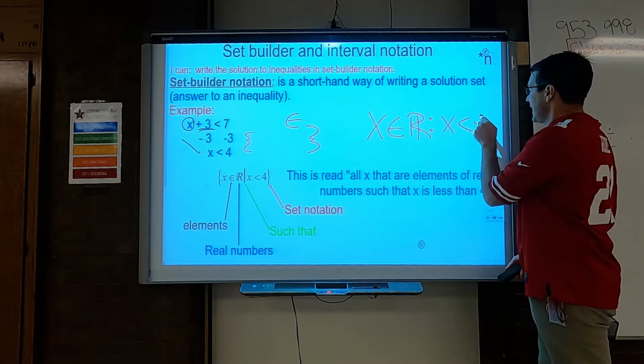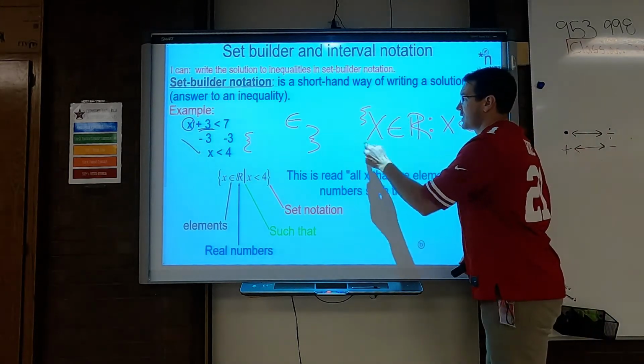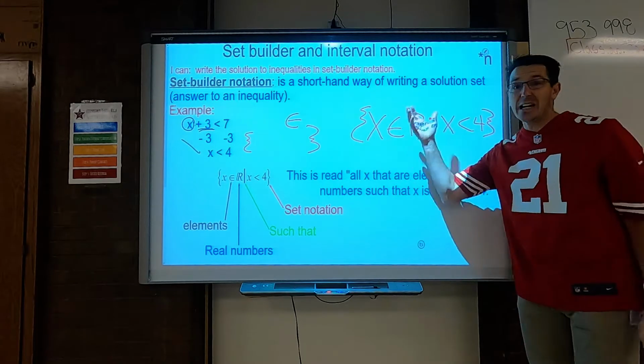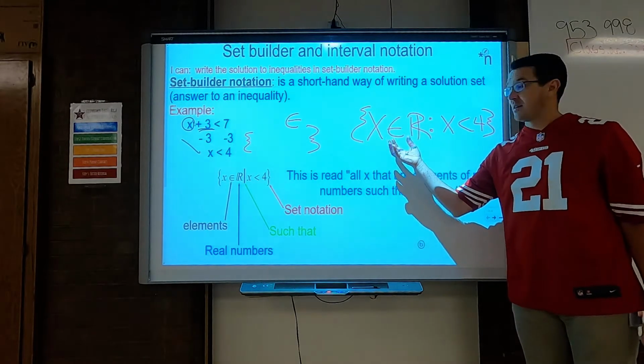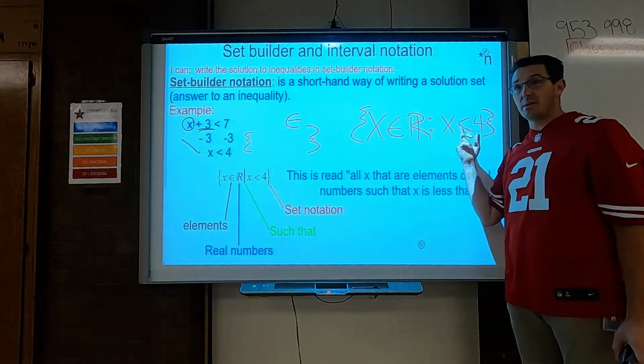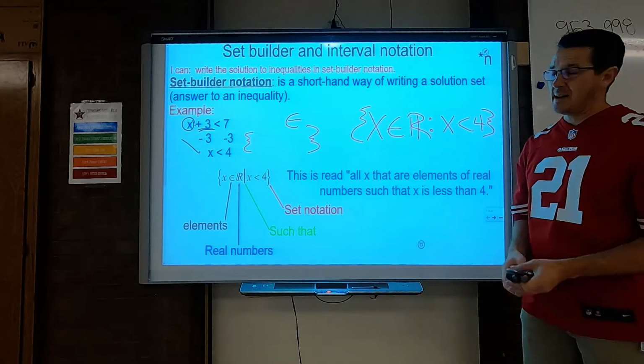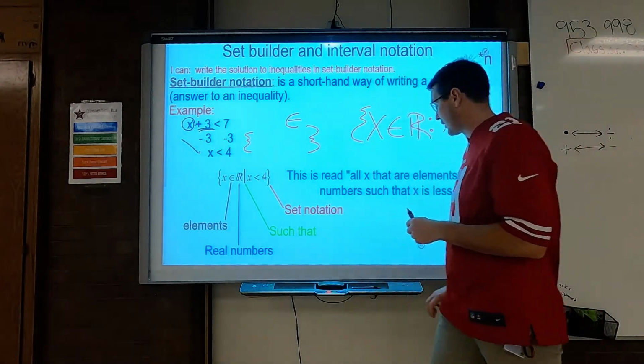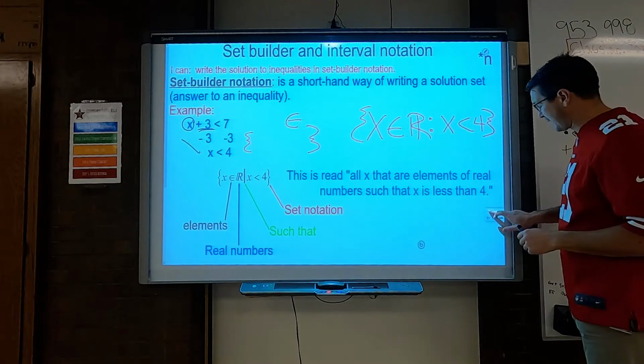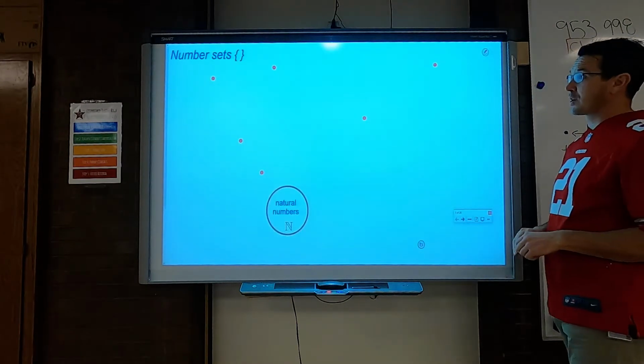Such that x is less than 4. So in English, all this means is x is any number I can think of as long as that number is less than 4. Why do we need to do that? It's just a more accurate way of talking about numbers. So let me take a step back first, and let's talk about number groups.